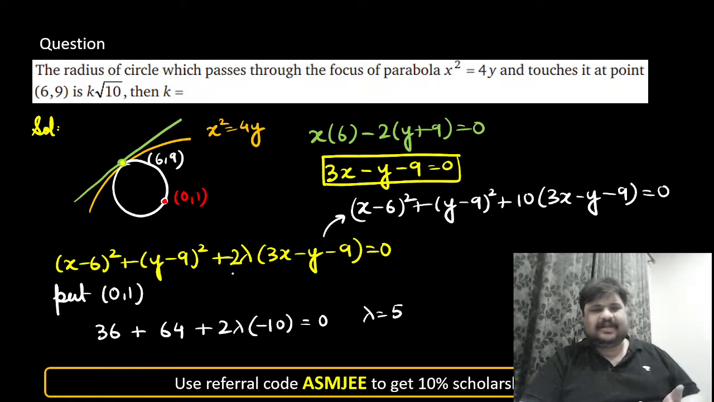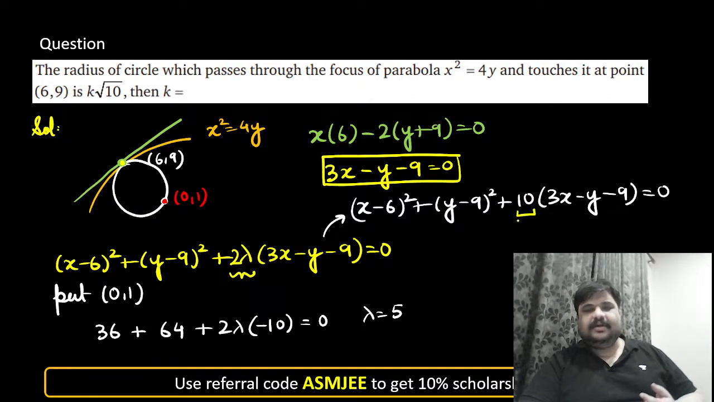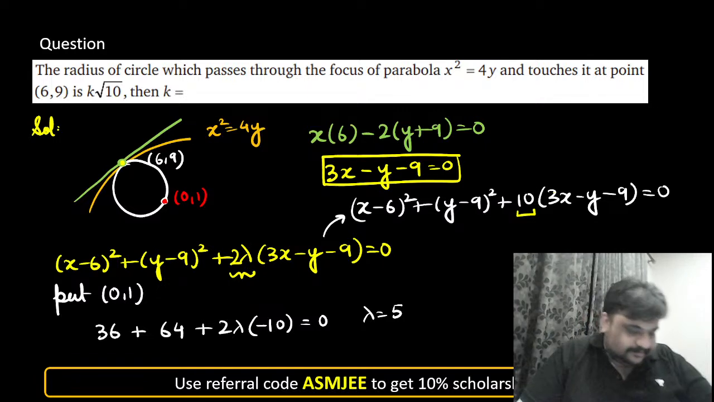2 lambda, just like you can also use mu. Instead of 2 lambda, you can keep mu also. You will get 10 only here. Lambda comes out to be 5. If instead of 2 lambda you keep just mu, mu will come out to be 10. Ultimately, the equation is the same.